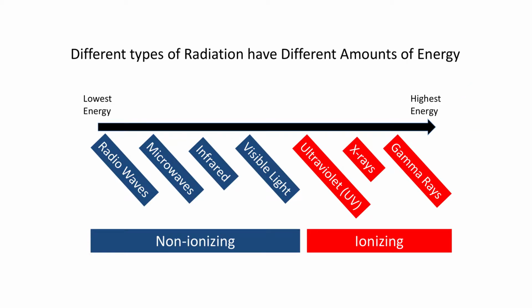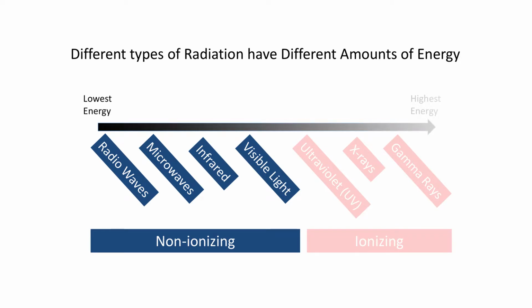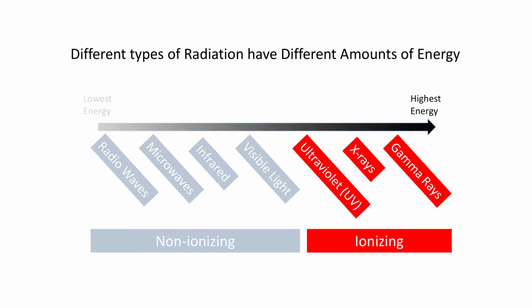How much energy is contained in radiation is important for understanding what happens when radiation interacts with an object like you or me. The radiation here is classified into two types, based on how much energy is contained in that radiation. In blue, with low amounts of energy, we have non-ionizing radiation, and in red, with high amounts of energy, we have ionizing radiation.